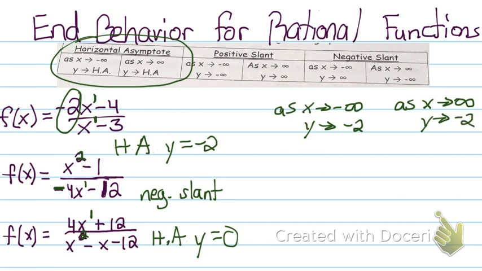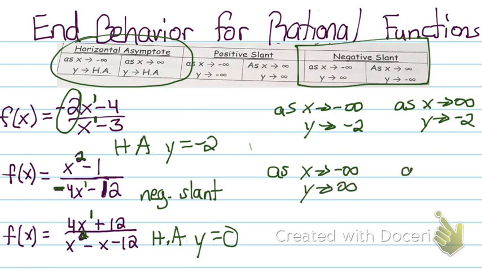In the second example, since I have a negative slant, this is going to be my end behavior. As x approaches negative infinity, y approaches positive infinity. And as x approaches positive infinity, y approaches negative infinity.